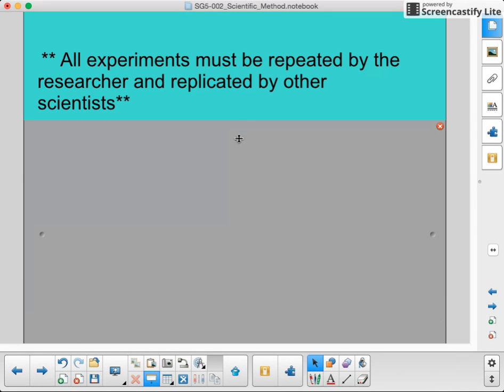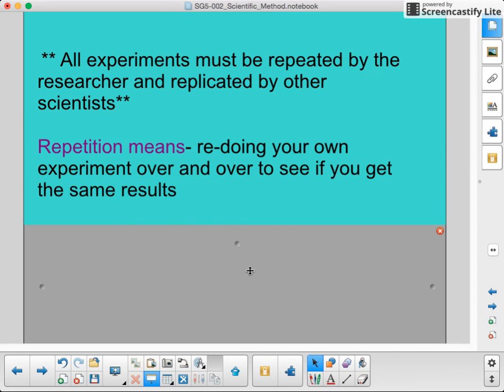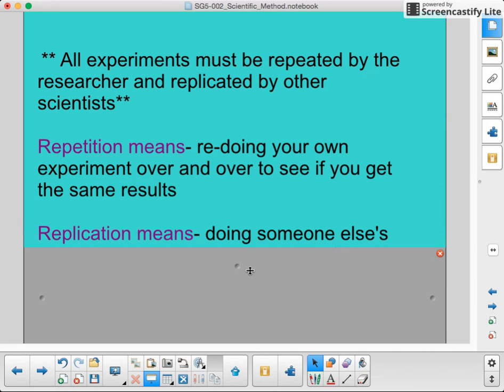All experiments should be repeated by the original researcher multiple times, and once they have continued to get the same results over and over, their experiment should be replicated by other scientists. So repetition means the original researcher redoing their own experiment to see if they get the same results over and over.